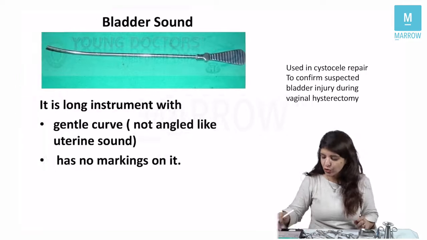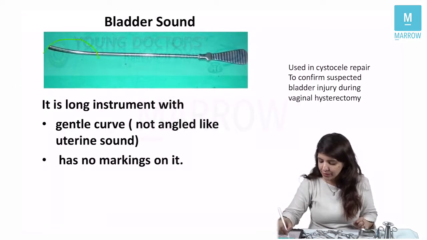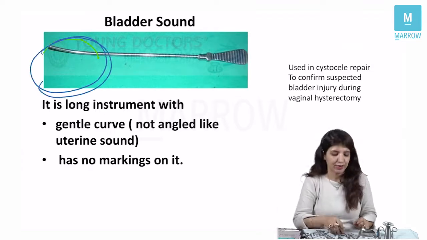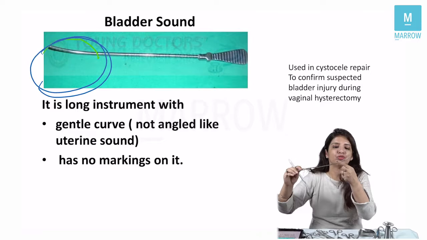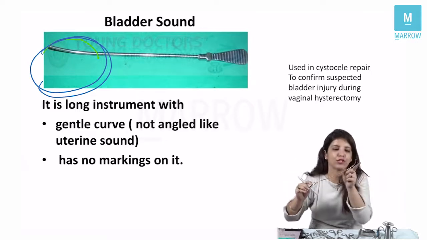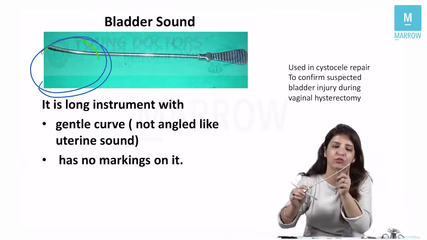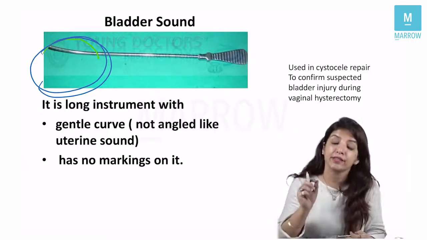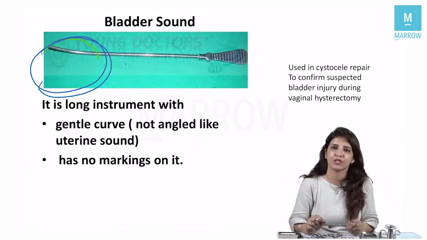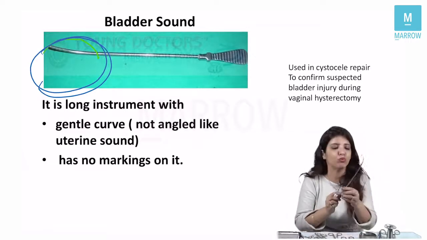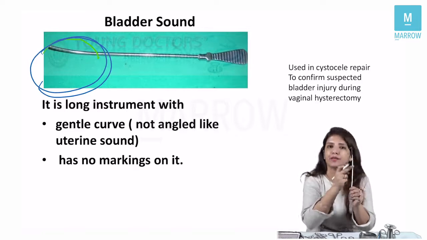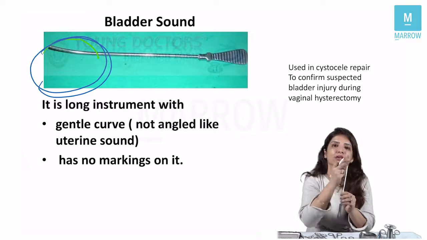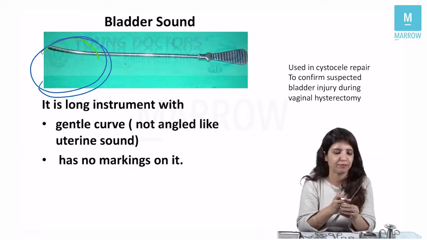In the image, what I want you to see is that in the bladder sound, this curve over here is very gentle. In uterine sound, this was a very pronounced curve. As I told you, it's angulated, it's smooth, but it's very prominent, right? But here, it's a very gentle curve. And the second and the most important difference is that in a bladder sound, you won't get any markings here. Whereas in uterine sound, you will get markings here, right?